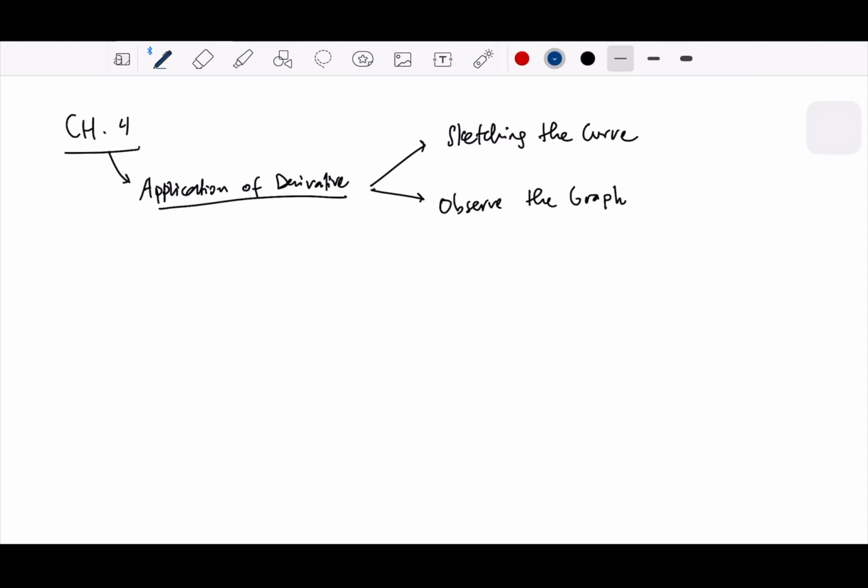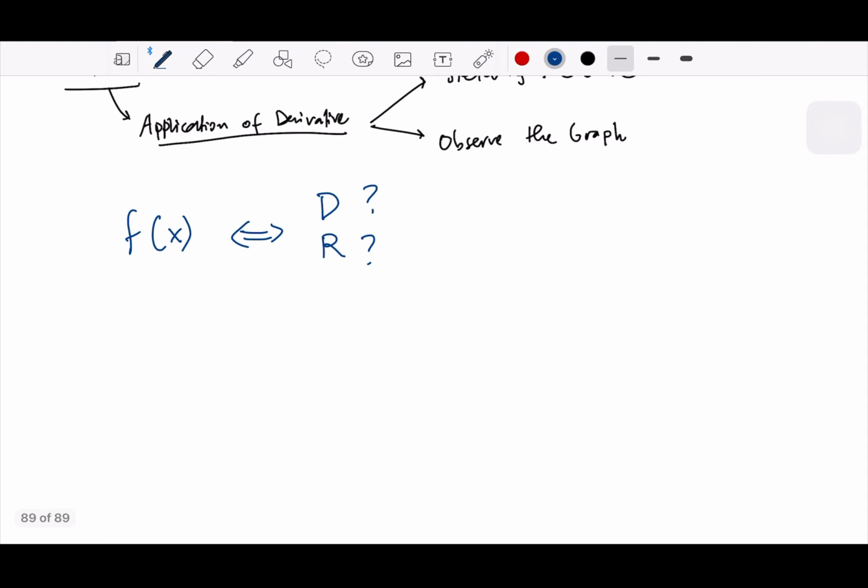Okay. So we start with the function f of x. Of course, from the function itself, we can know the domain and the range, right? And then whether it has asymptotes: we have vertical, horizontal, and the slant asymptote, right?